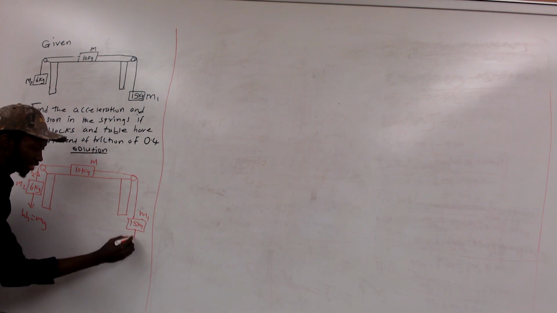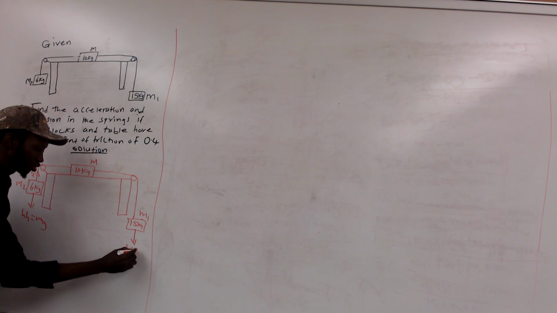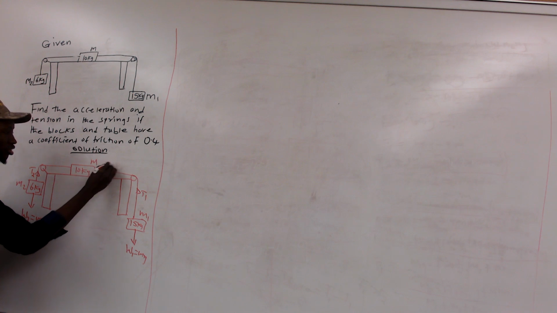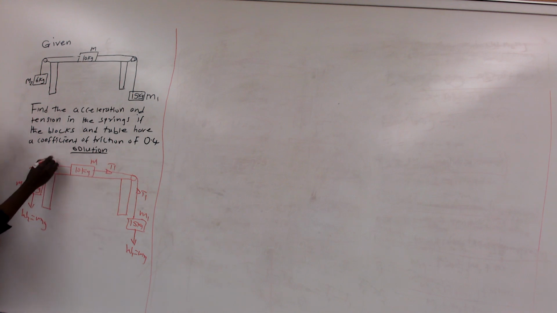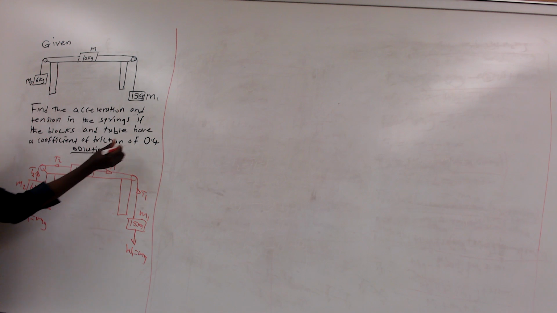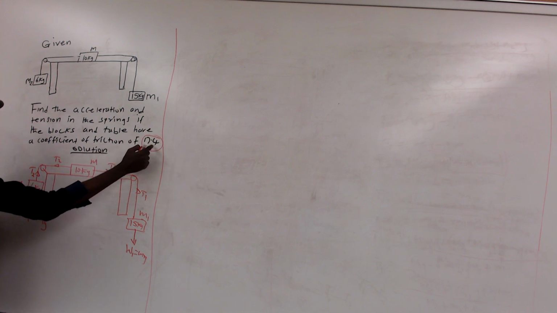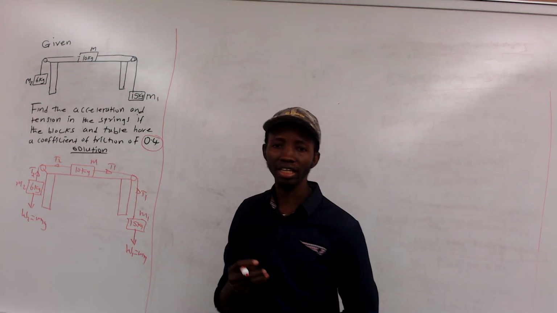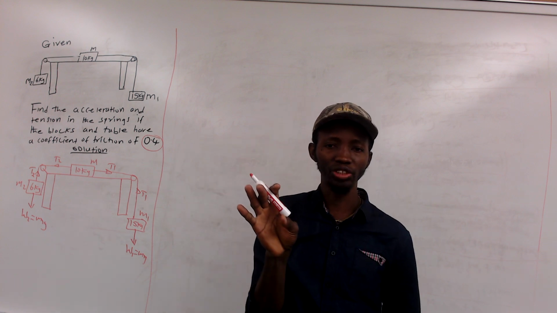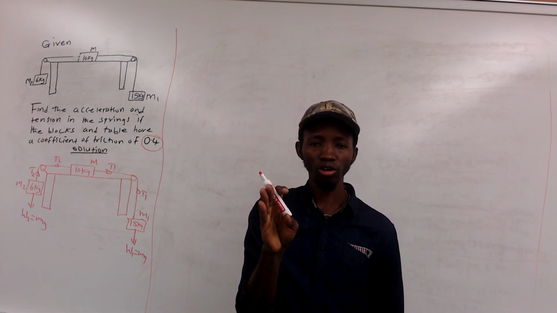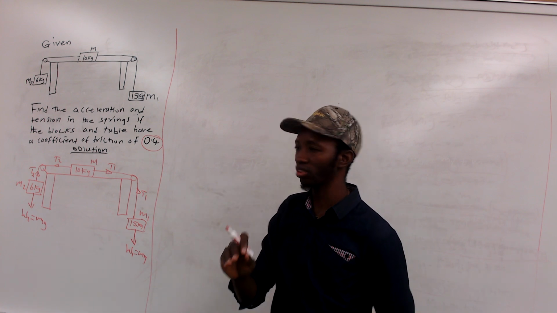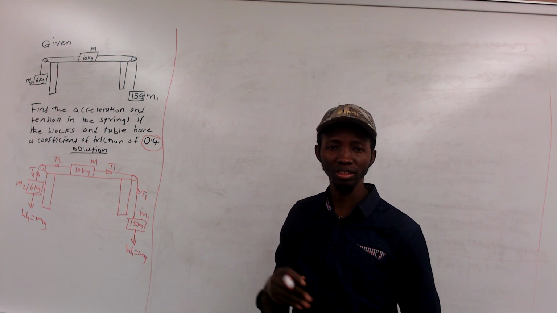Here again, let's indicate the weight. The weight of M1 is going to be M1g. This is the tension T1. Here again, the tension T1. This is the tension T2. Mind you, we are given the coefficient of friction. Since we are given this coefficient of friction, it simply means there is a drag force along this diagram. It's just like if you are pushing a box or an object, the force which slows the movement of that object is what we call the drag force, or in another way, the frictional force.